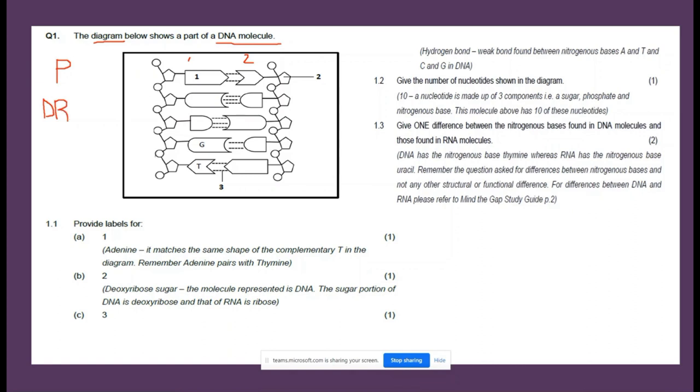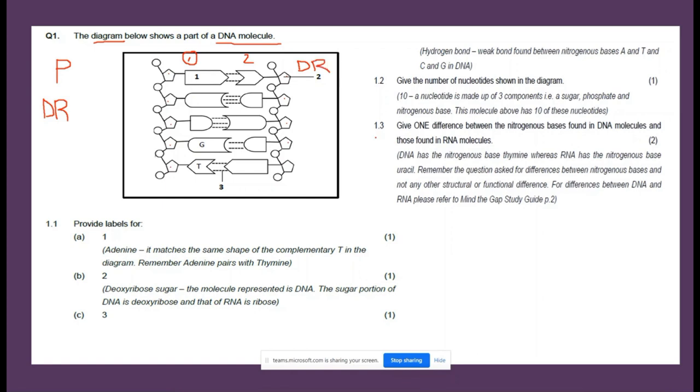Deoxyribose sugar. Now, very important, and learners get very confused with this. If I have my base, then my base is always attached to my sugar. So all these little shapes would be my deoxyribose. So now I know, before I even look at my question, number two would refer to deoxyribose.